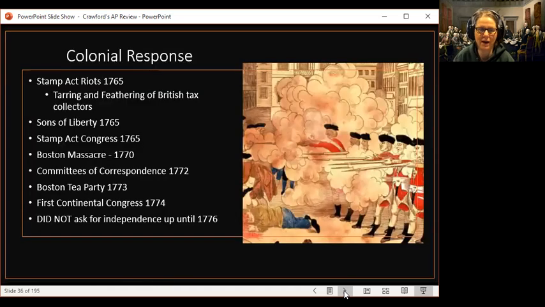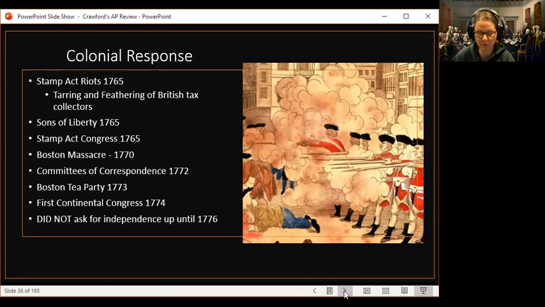So let's talk about some of the colonial responses to some of those things that I just discussed. So I just gave you all the acts all together because I wanted you to have a good sense of what all the acts were together. But now let's take a look and see what some of those responses are. So we do have the Stamp Act riots where they tar and feather British tax collectors. We have the Sons of Liberty that they organize, and they organize to fight the Stamp Act. We have the Stamp Act Congress, which was meant to repeal the Stamp Act.